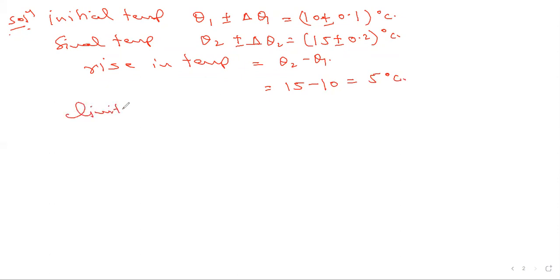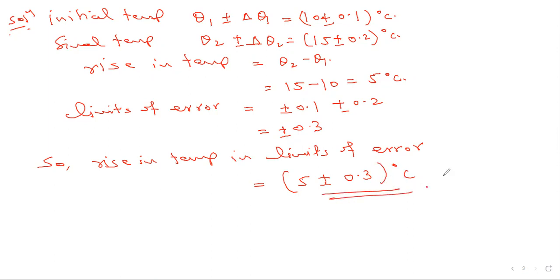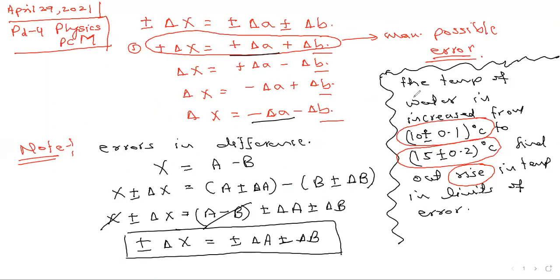Limits of error. It is not that when you subtract, your scope for error decreases. Error is your mistake: plus minus 0.1 plus minus 0.2. So the scope of error is plus minus 0.3. So the rise in temperature in limits of error is 5 plus minus 0.3 degrees Celsius. Is this clear? Yes, sir.